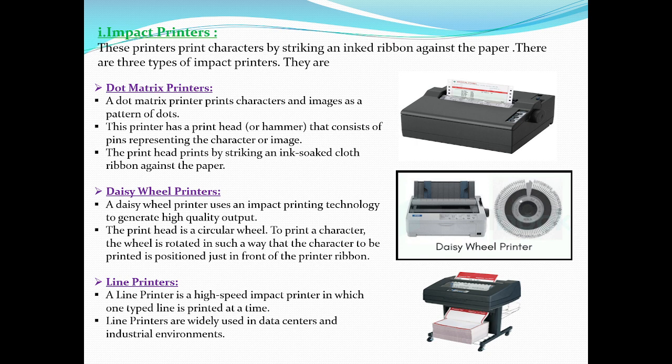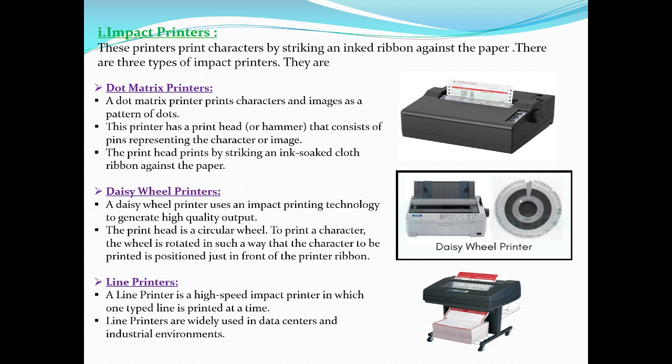Let us see the dot matrix printer. A dot matrix printer prints the characters and images as dots. This printer has a print head that we call a hammer, which consists of pins representing the character or image. The print head prints by striking an ink-soaked cloth ribbon against the paper.